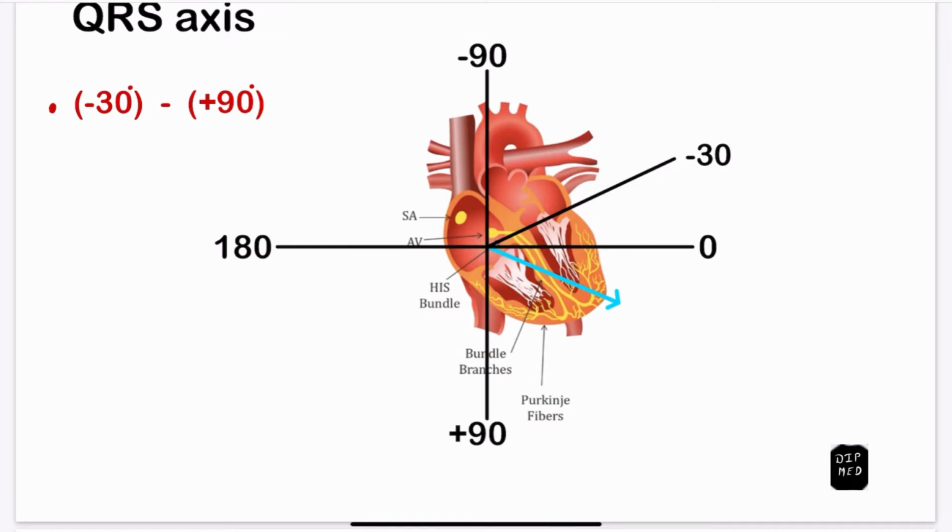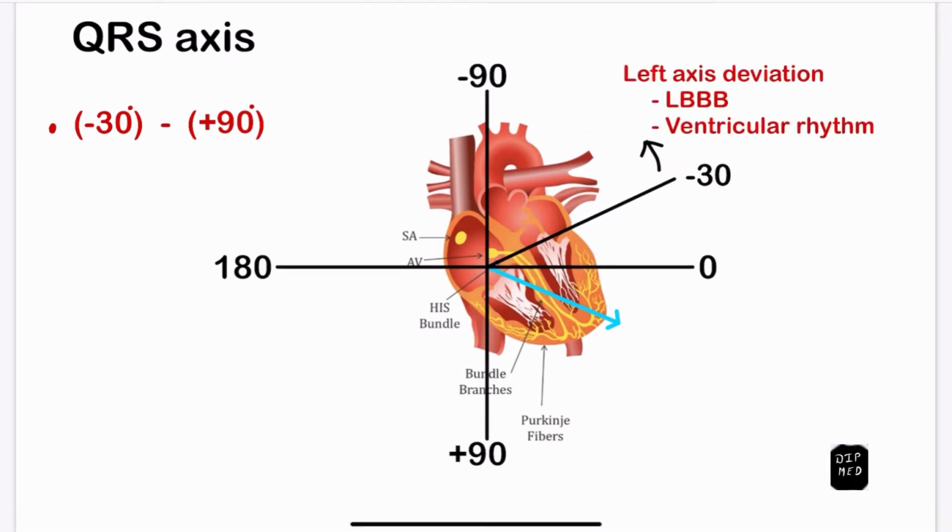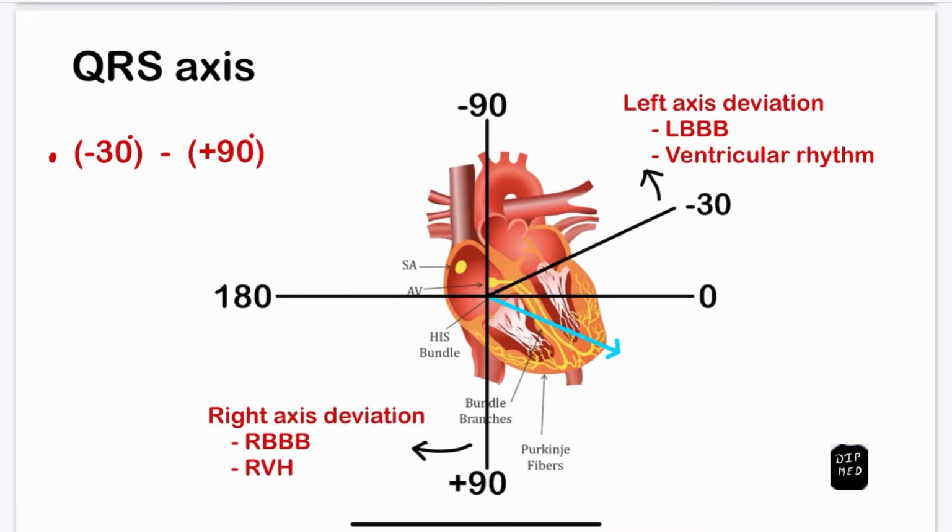If it goes beyond minus 30 degree, let's say minus 40 or minus 50 degree, then we call it left axis deviation, which can be seen in conditions like left bundle branch block or ventricular rhythm. Or if the ECG axis goes beyond plus 90 degree, say plus 95 or plus 100, then we call it right axis deviation, which can be seen in right bundle branch block or right ventricular hypertrophy.